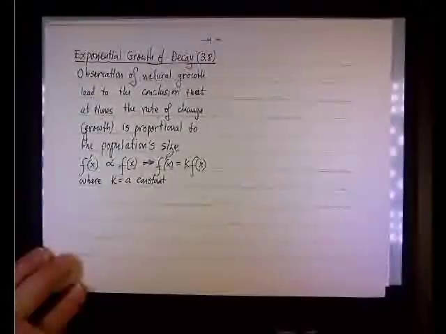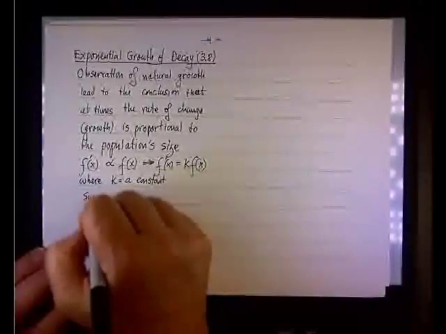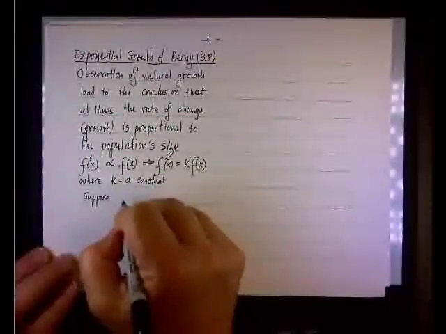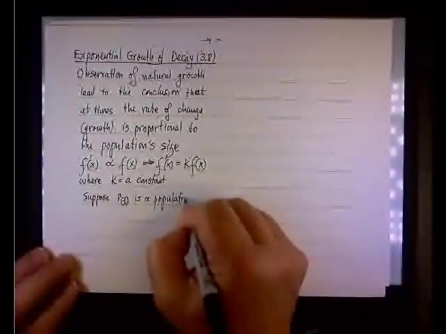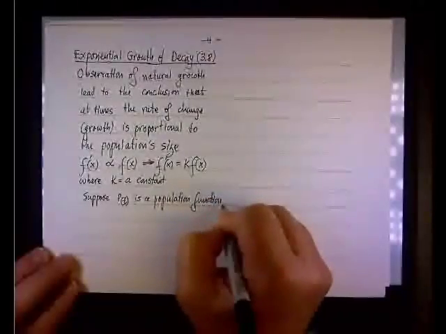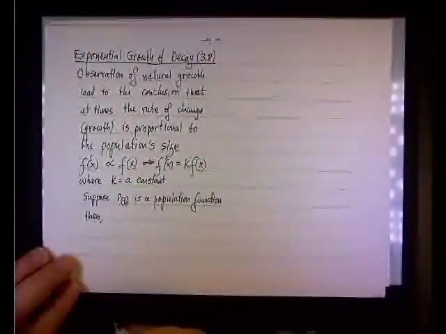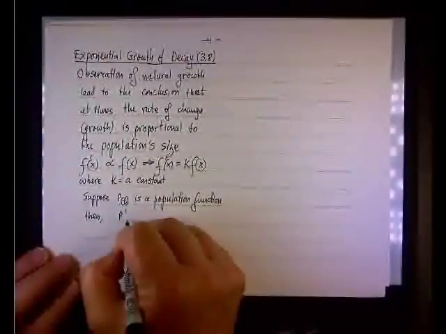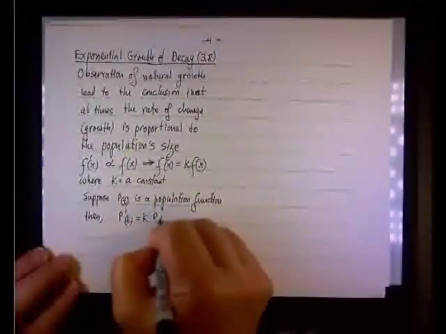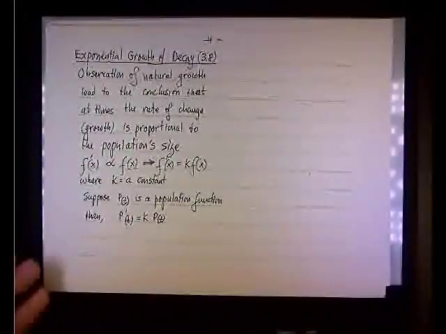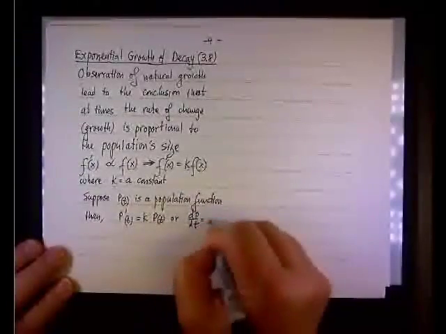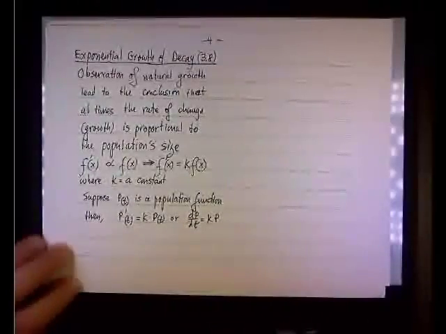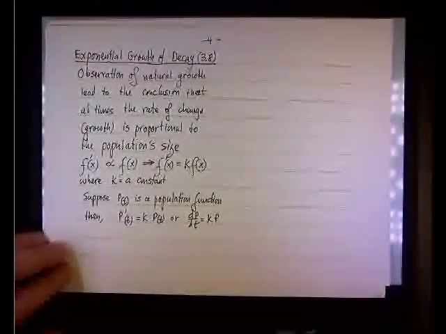Okay. Suppose P of t is a population function, then we can write that P prime of t, the derivative, equals k P of t, or if we substitute P prime with dP/dt using Leibniz notation, you can say that dP/dt equals kP, like so. Okay?